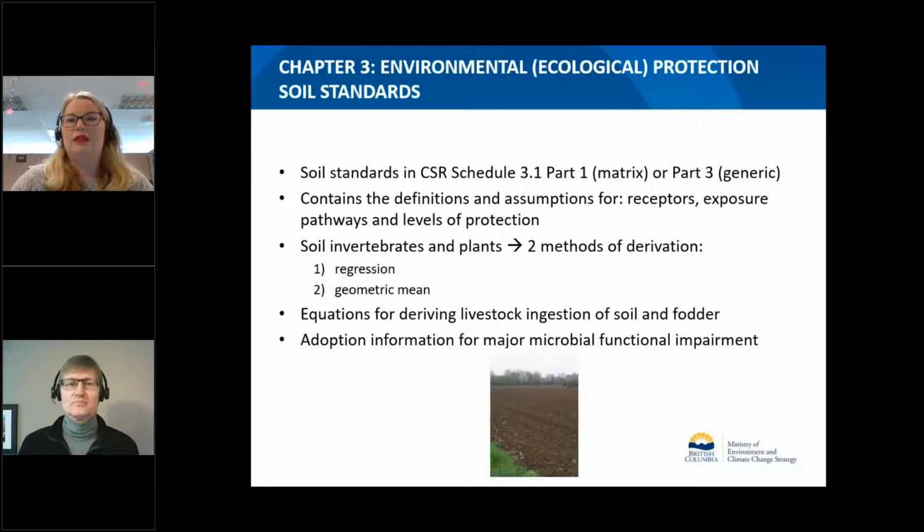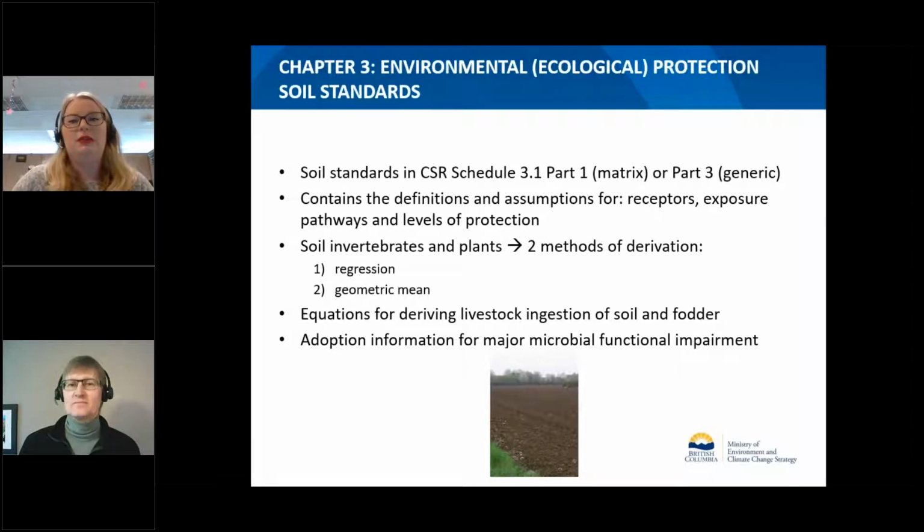Chapter 3 explains the derivation of environmental or ecological health soil standards, which can be found in CSR Schedule 3.1 Part 1, the matrix soil standards, or 3.1 Part 3, the generic soil standards. The same 8 land uses from the previous slide are relevant to these standards as well. The chapter contains definitions and assumptions for relevant receptors, direct and indirect exposure pathways, and levels of environmental protection. It has the details for 3 distinct environmental protection site-specific factors. First, toxicity to soil invertebrates and plants, for which there are 2 derivation methods. Standards are preferentially calculated using a regression method, where the data is grouped or binned into categories, and a regression line is then calculated. If that is unsuccessful, then a geometric mean method is used.